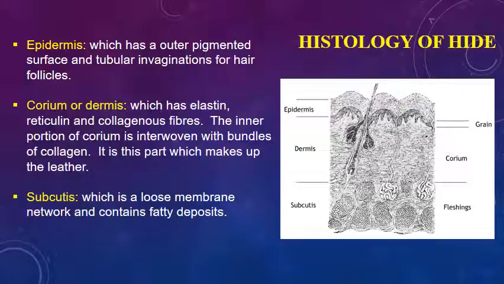And the third inner layer is the subcutis, which is a loose membrane network and contains fatty deposits. So often we say subcutaneous fat. So this is for basic understanding, because in different parts of this lecture we have a connection to this structure of the skin.